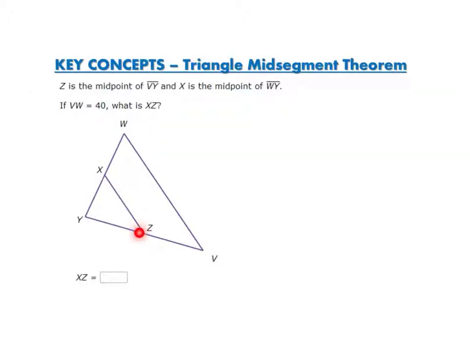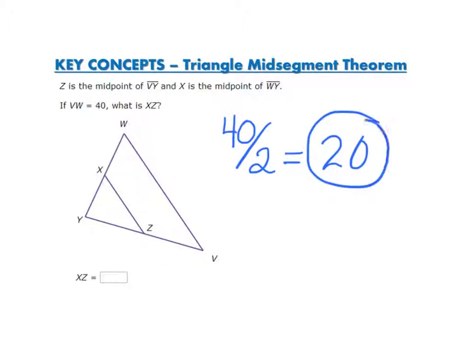Z is the midpoint of VY, and X is the midpoint of WY. If VW equals 40, what is XZ? Now, if you remember, I said that the third side, or the bigger side, is always twice as big as the midsegment. So if I take 40 and divide it by 2, then I find that the length of XZ equals 20.